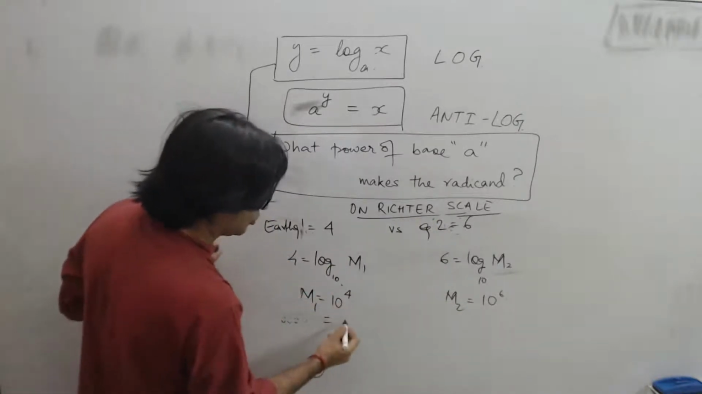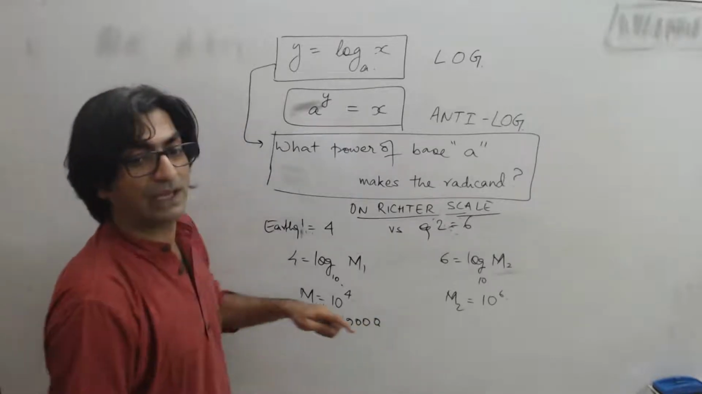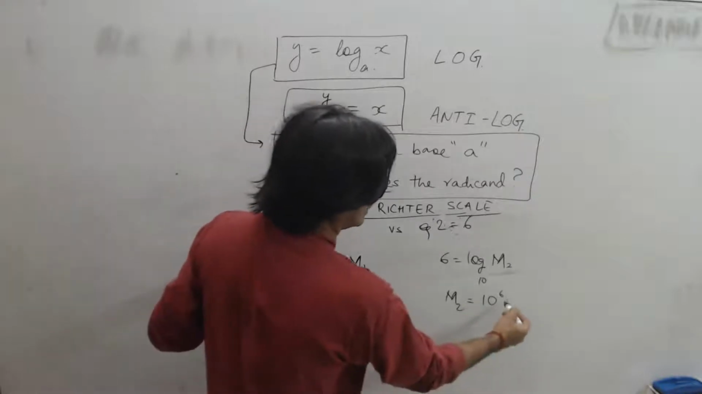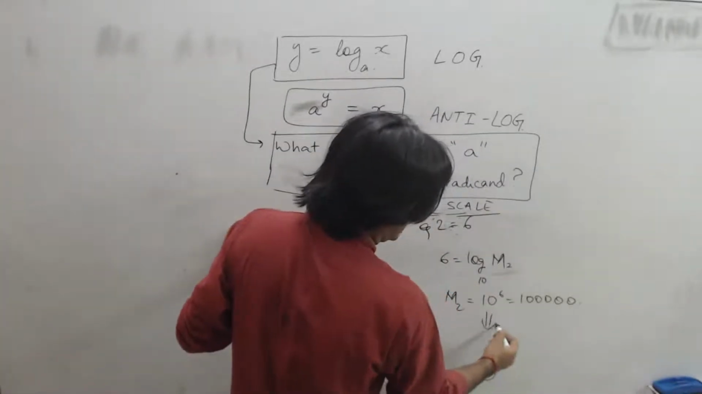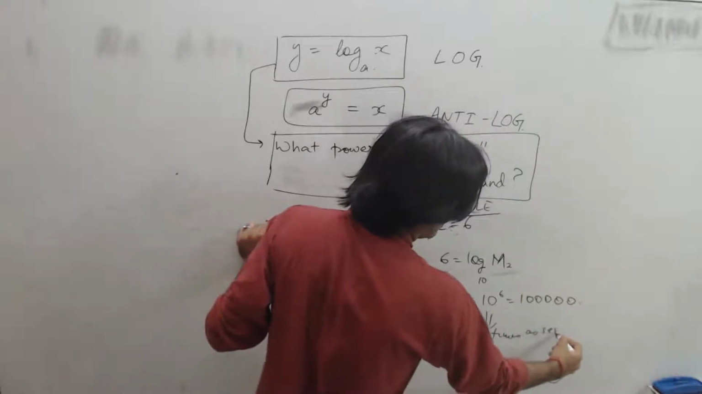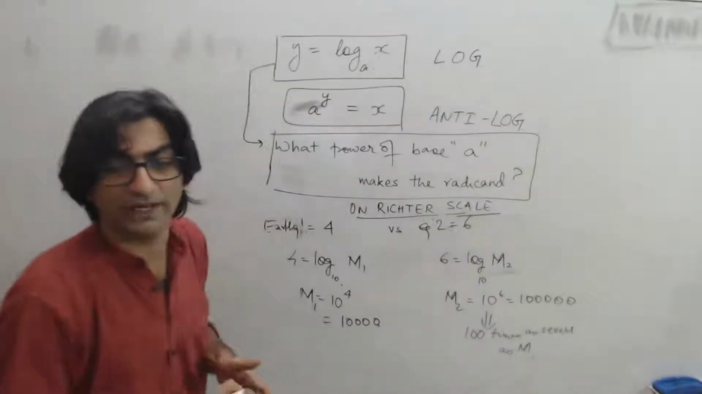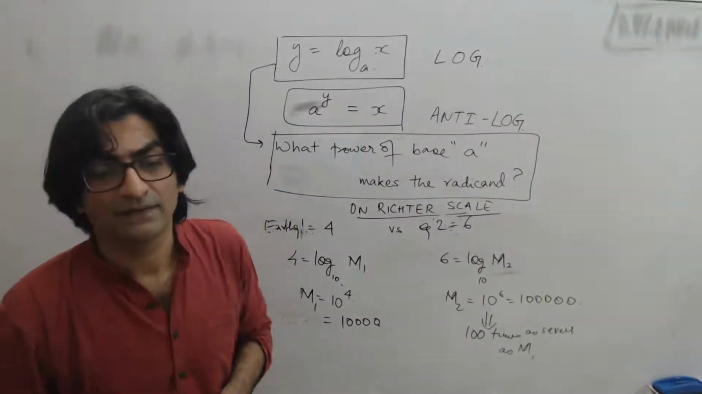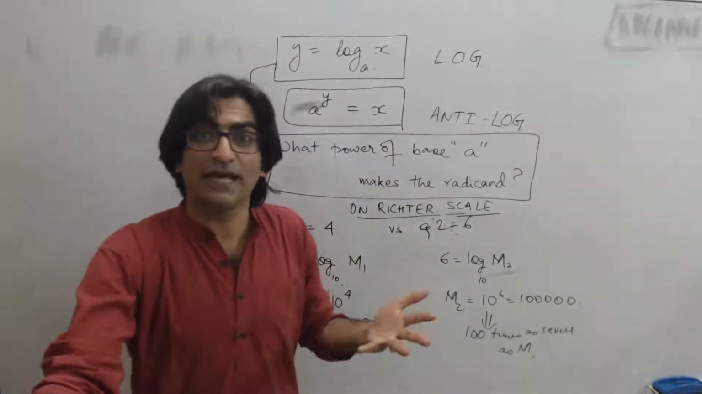But if you consider the actual magnitude, not on the Richter scale, what do I have? 10 raised to the power 4 is the magnitude of the first earthquake, like 10,000, whereas the second is 10 raised to the power 6, like 1,000,000. Can you see this earthquake is 100 times as severe as m1, the previous earthquake? So when the Richter scale moves from a magnitude of 4 to 5, it becomes 10 times as severe.